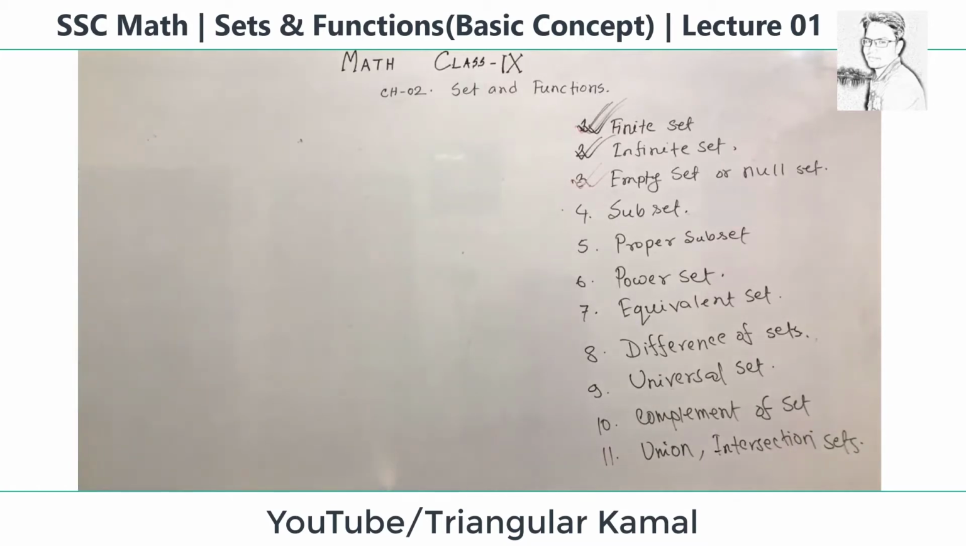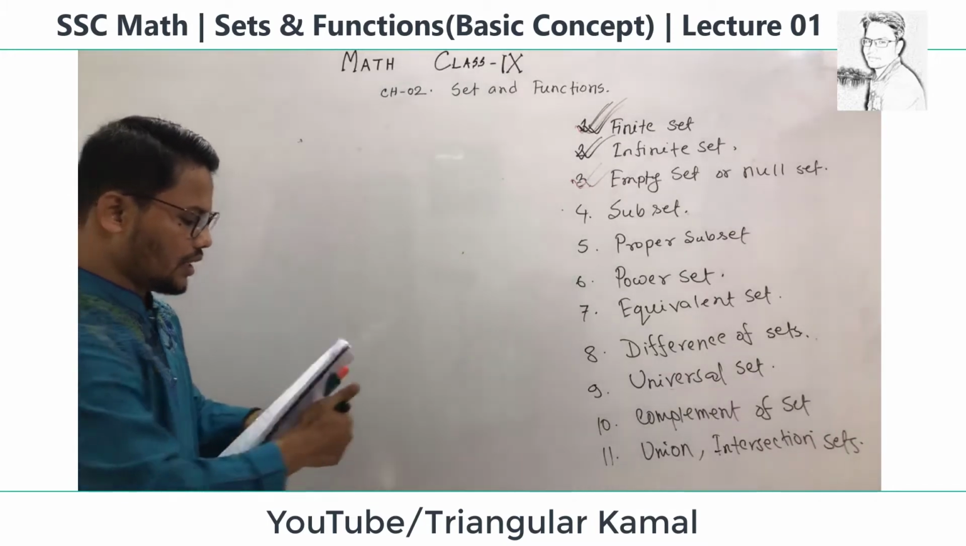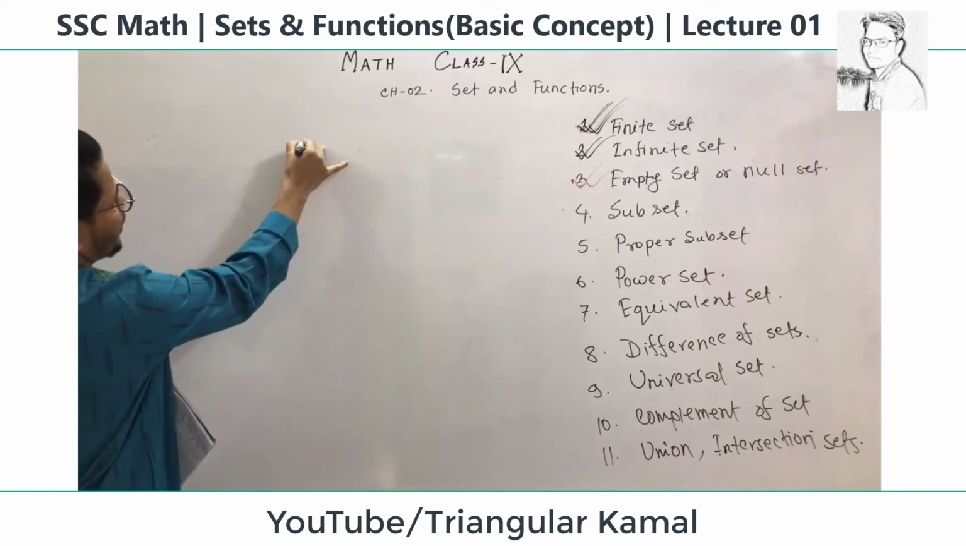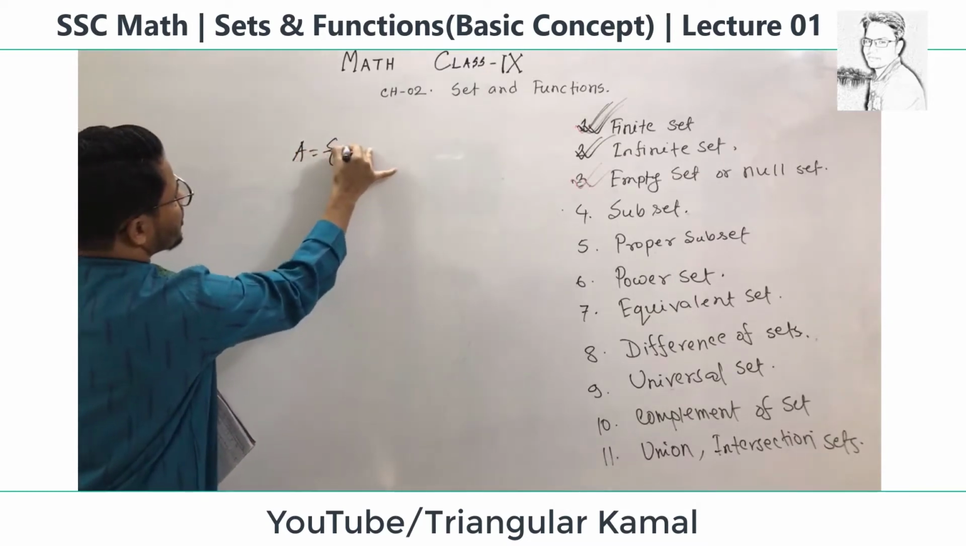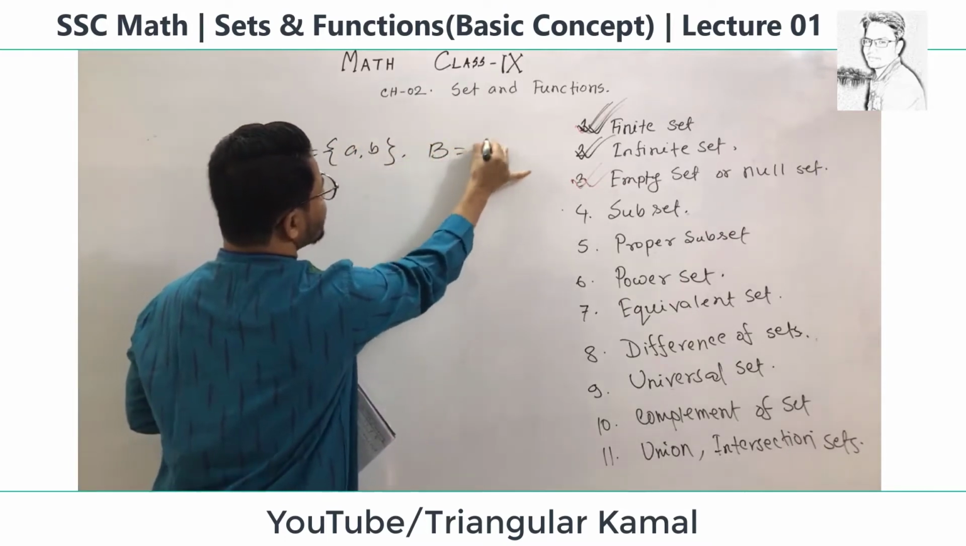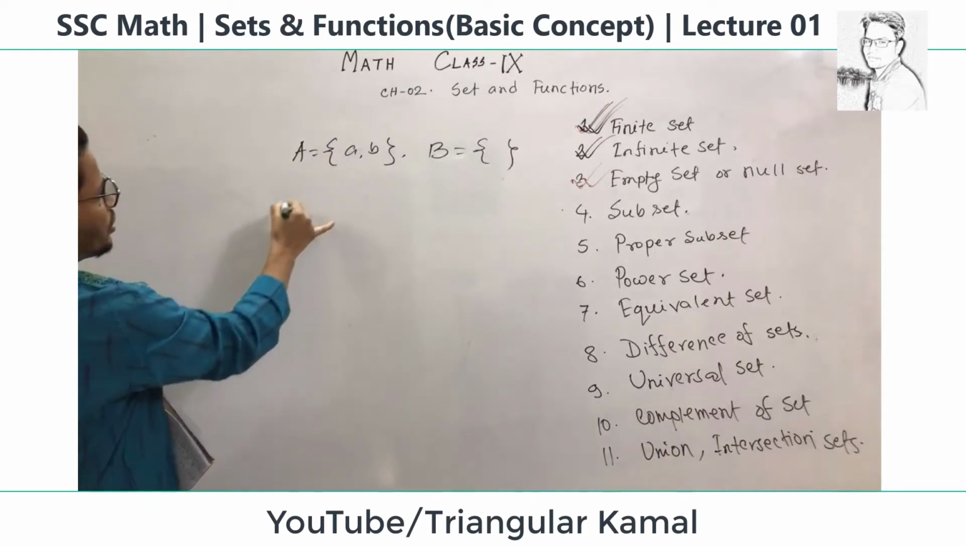Now dear students, you have to answer a few MCQs on the null set. The condition of the null set is like this one. If we give you A as a set with elements, and B is another set which has no elements, what will be the result?